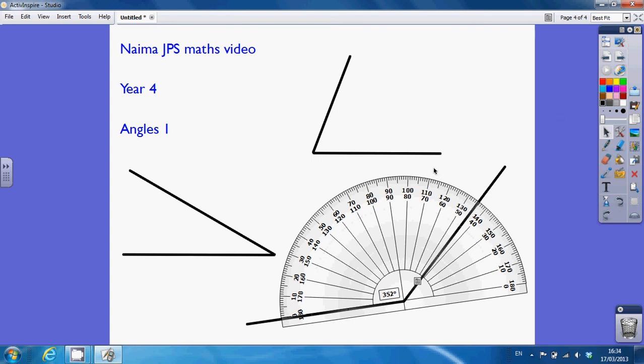Remember, you need to put where the two lines join on the corner of the angle. You need to make sure that the line at the bottom lines up correctly along the line of your angle, and then you must make sure you start reading from 0, wherever the angle begins, because otherwise it won't work. Okay, good luck, and I look forward to seeing how you get on.